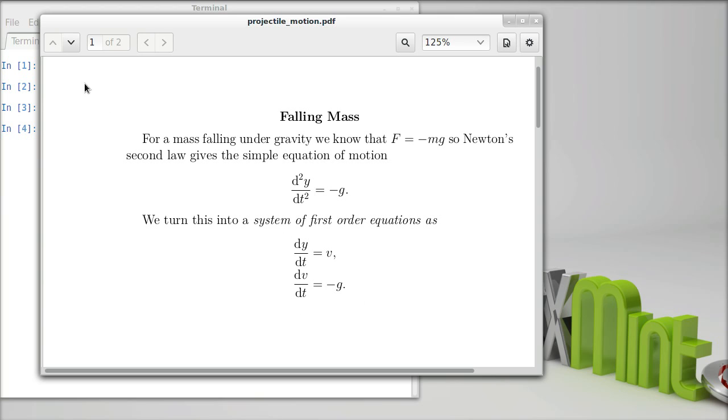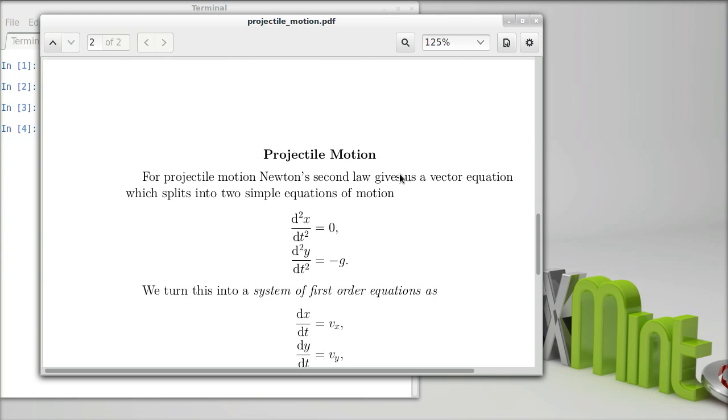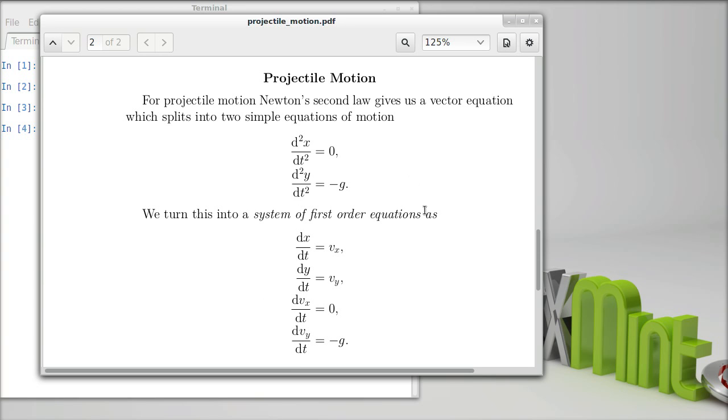So that's great. But let's go one step further. Let's actually do projectile motion. Well, projectile motion isn't that much more difficult. Now, of course, Newton's second law is a vector equation. We can look at the two components of that vector equation. The first one tells us that the acceleration in the x direction is 0. The acceleration in the y direction is what we just talked about. And so once again, we can split this up into a system of first order equations. The order we write these in doesn't matter very much, but I've chosen the following order.